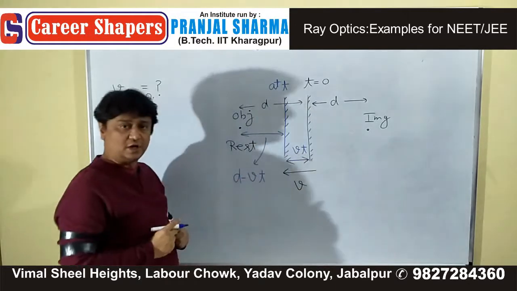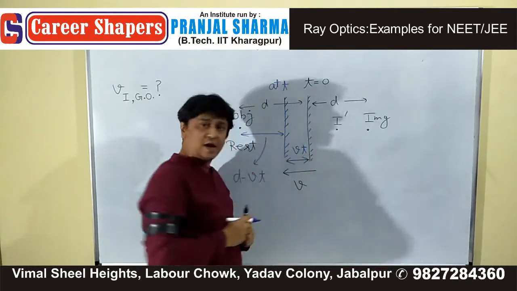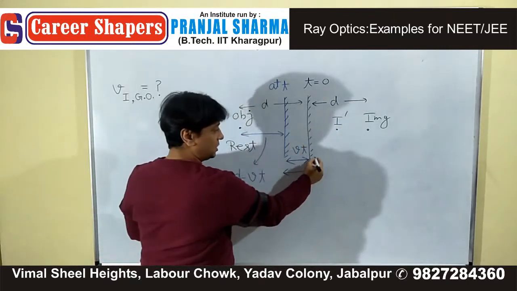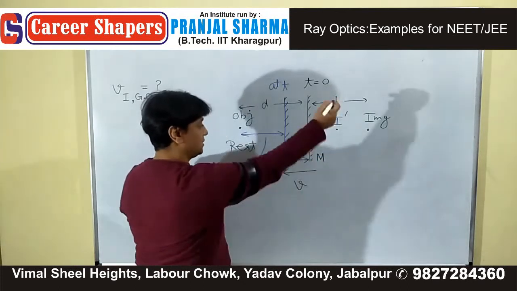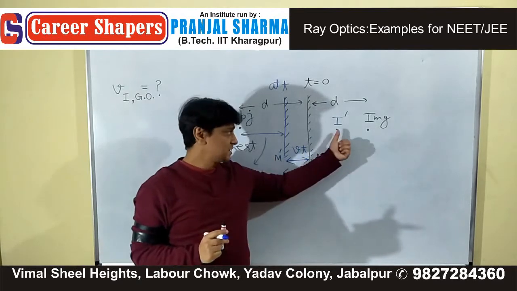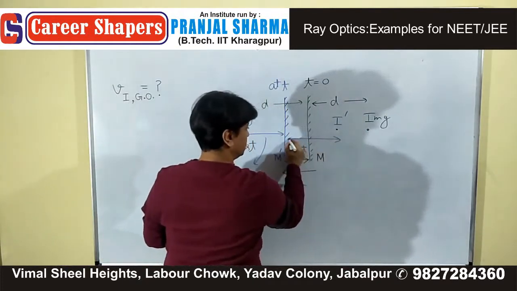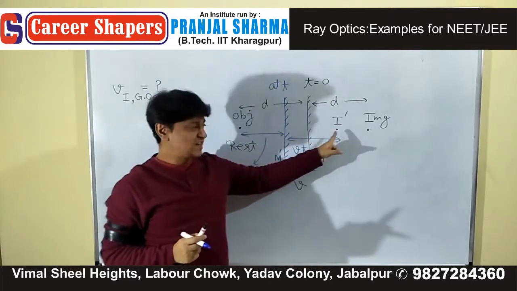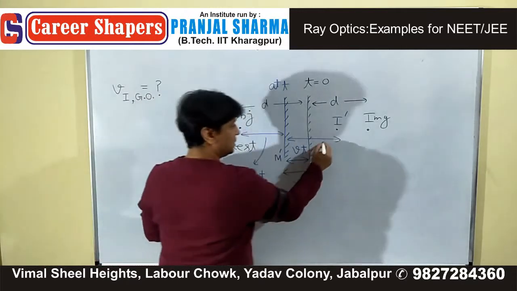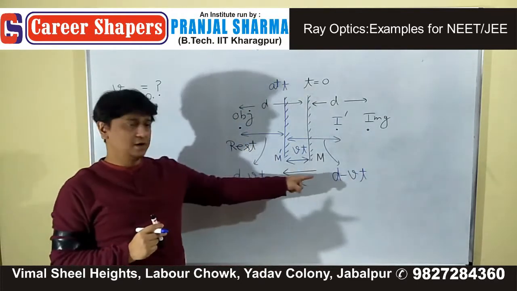If the ground observer finds that the image at time t is at I dash, remember this time the object is at the same position. Let's call this M for mirror, and this new position M dash. For the new position of the mirror, the ground observer says the image is at I dash. But you know that the distance between mirror and image should be the same as that between object and mirror. What is that? D minus Vt. And therefore, this thing is also D minus Vt.